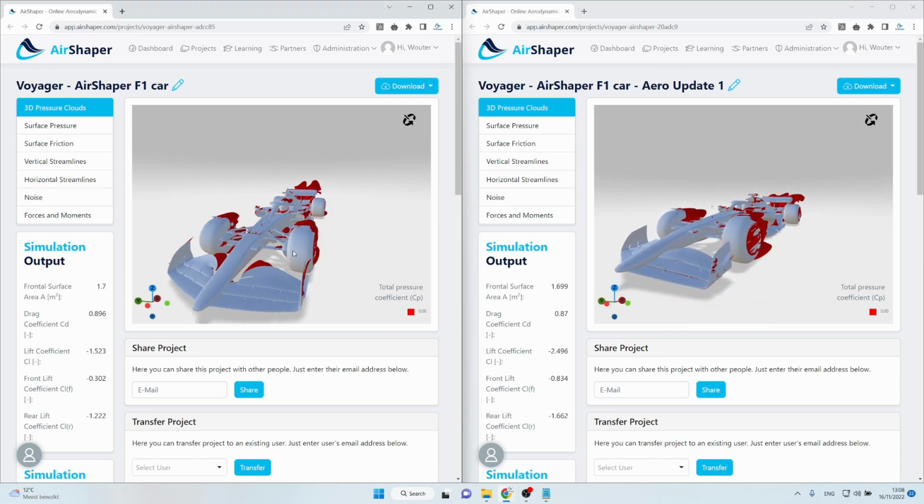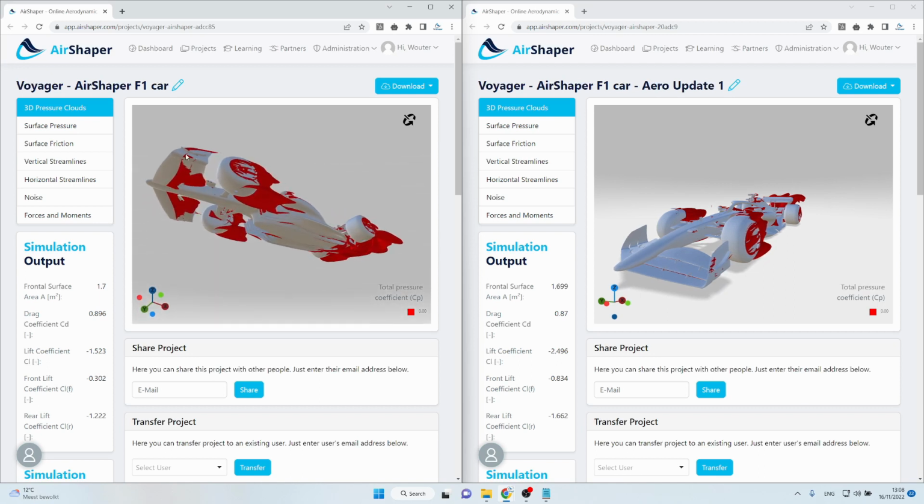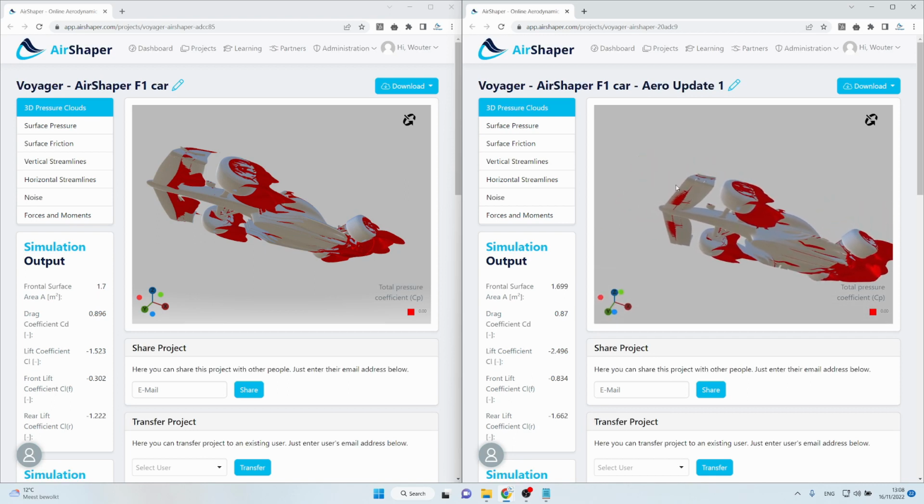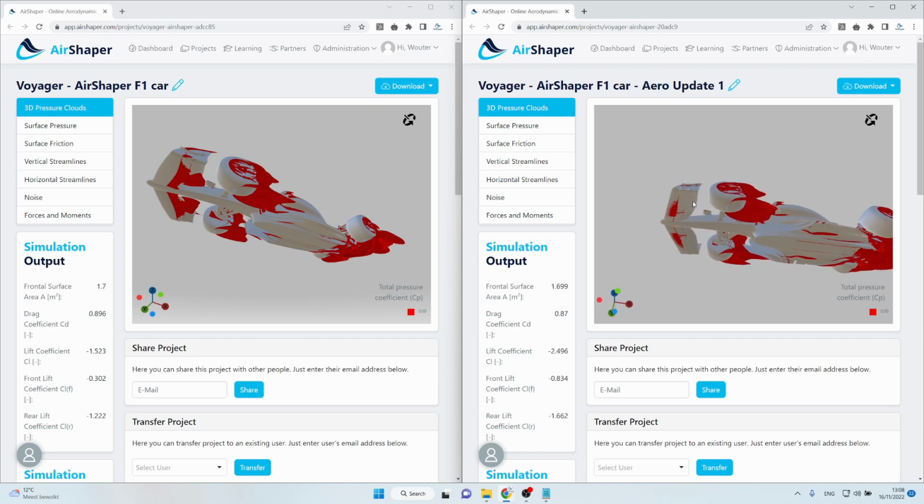So as you can see here, first of all, at the bottom, we had massive flow separation behind the first element of the front wing. This is all mostly gone. We have a bit of flow separation, but this is just local. The flow stays attached across the entire wing, all the way to the trailing edge of the third element, which is really nice.